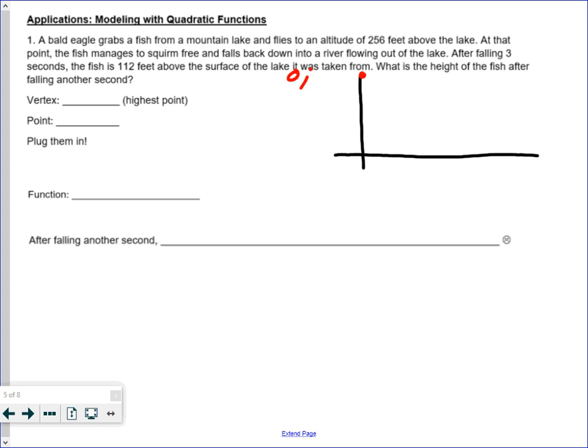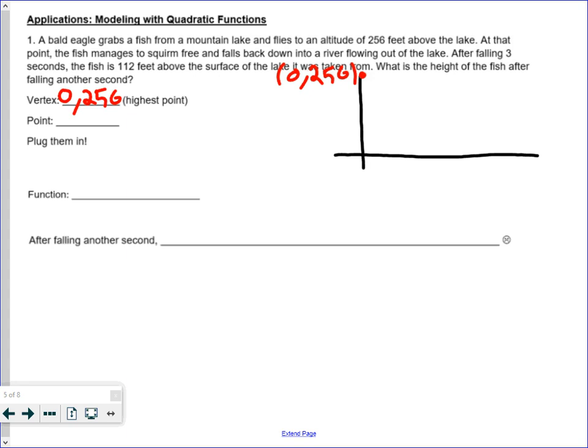So we have 0, 256 right here. And we know that 0, 256 is going to be the vertex, since the vertex will always be your maximum or your minimum point, since it is the only turning point of a parabola. So in this case, the vertex is 0, 256. And let's go ahead and finish up the graph now.